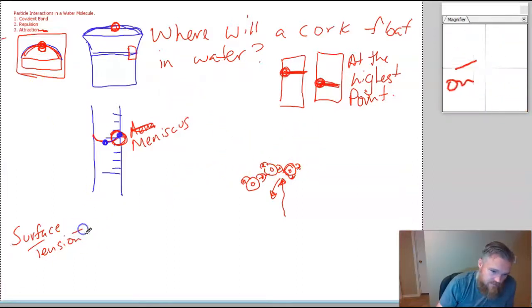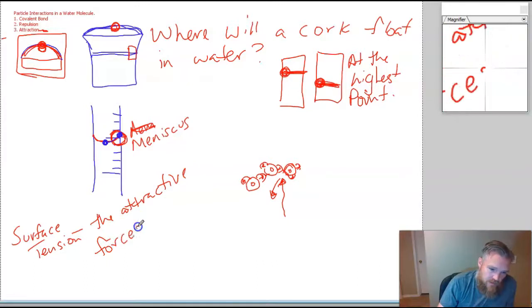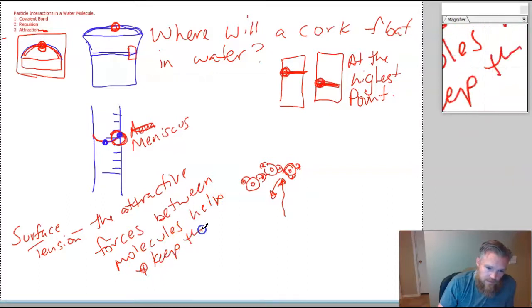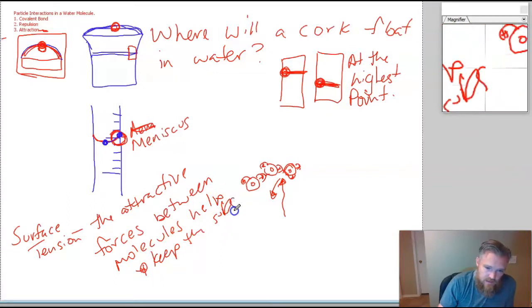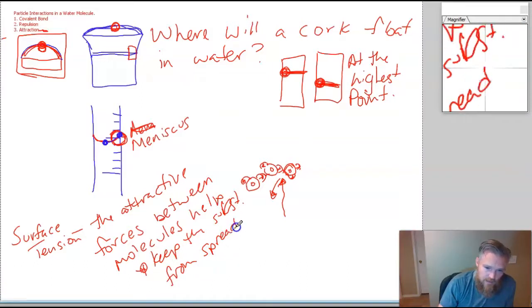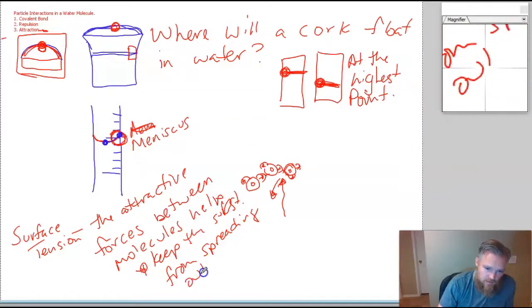So surface tension is the attractive forces between molecules that help keep the substance from spreading out, right? And in water, it's actually an attractive force between water molecules.